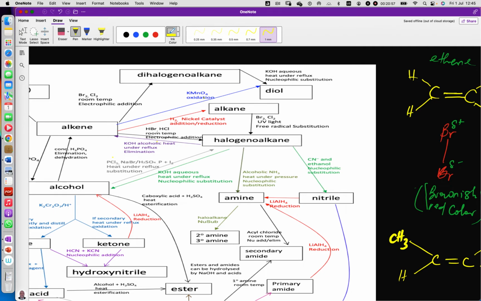Acidified potassium manganate 7 is used to oxidize, and the acidified potassium manganate 7 that is being used is cold dilute acidified potassium manganate 7 solution at room temperature. So the condition is room temperature. The reagent is acidified potassium manganate 7, now reacting with an alkene. What will be the product? The product will be a diol, by oxidizing an alkene.